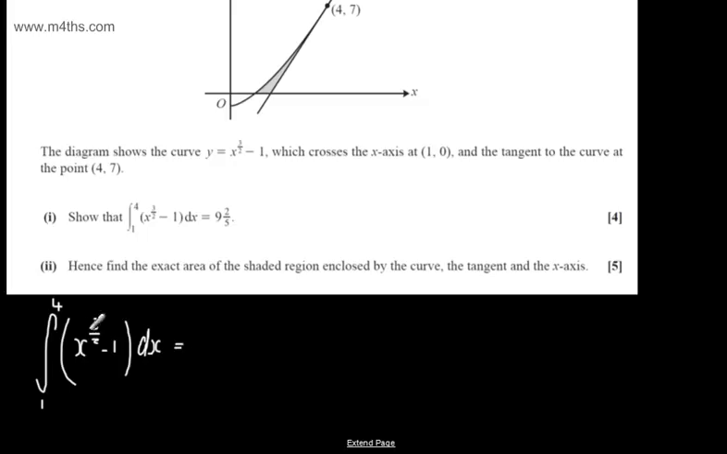I'm going to now raise by a power and divide by the new power. So we'll have x to the power of 5 over 2 divided by the new power 5 over 2, minus x to the power of 1 divided by 1, and we're interested in this from 1 to 4. We can go ahead and tidy this up. x to the 5 over 2 over 5 over 2, I can write as 2/5 x to the power of 5 over 2 minus x, and we're evaluating from 1 to 4.